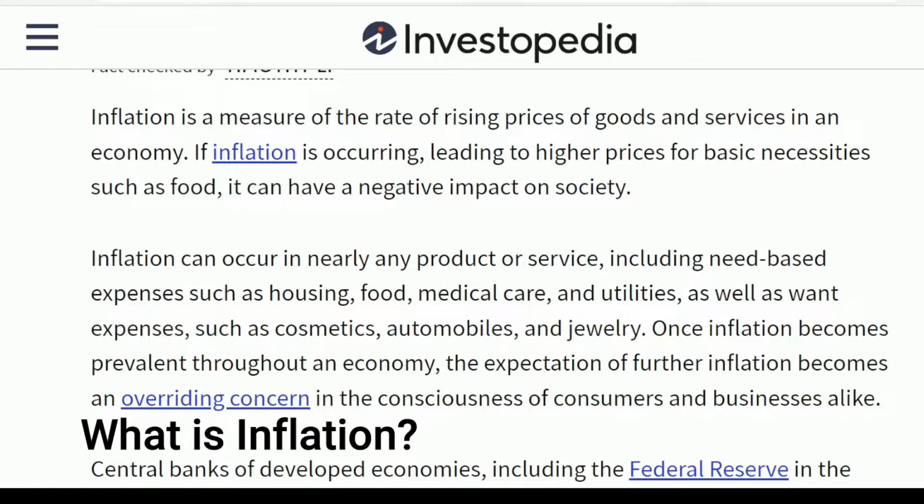I greatly appreciate it. Today's topic is inflation. What is inflation and how does it work? When we look it up online, it says inflation is a measure of the rate of rising prices of goods and services in an economy. So what that means is inflation is the increase of prices over time.